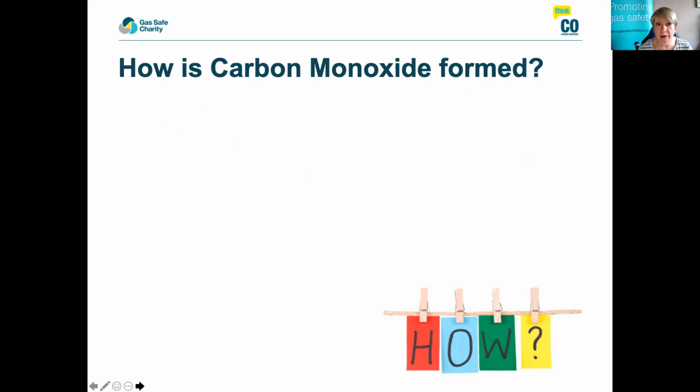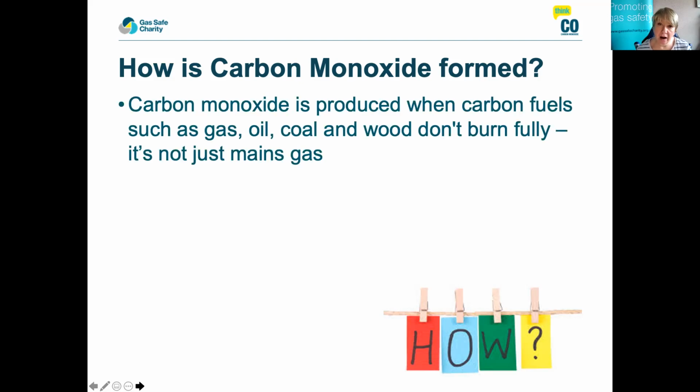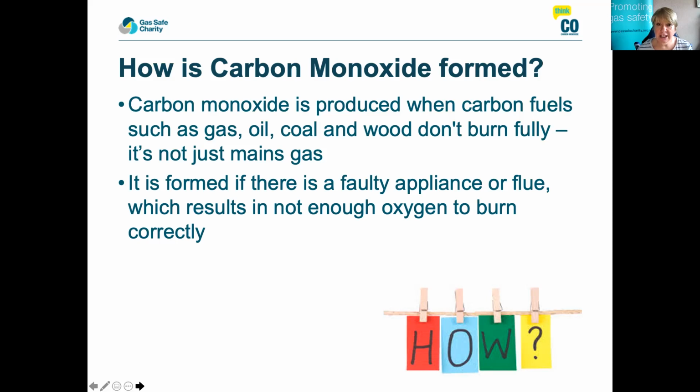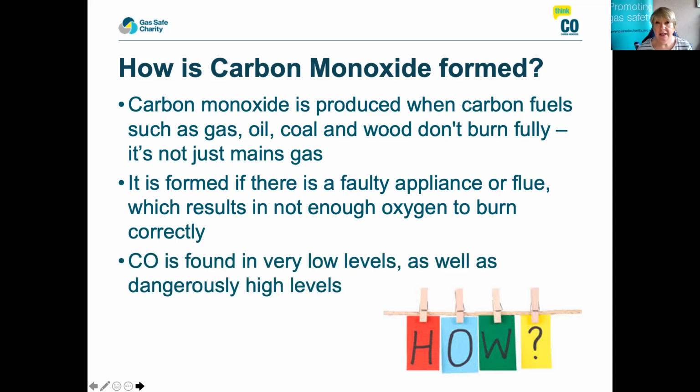Before we discuss those in a little bit more detail, we thought we'd take a little refresher and have a look at how carbon monoxide is formed. So carbon monoxide is produced when carbon-based fuels such as gas, oil, coal and wood don't burn fully. So it's important to remember that it's not just mains gas and mains gas appliances that could be a potential source of CO. Carbon monoxide is formed where there's a faulty appliance or flue, or perhaps a blocked flue or chimney, which results in there not being enough oxygen for that appliance to burn correctly and effectively. And as a result, carbon monoxide can be formed. CO is found in very low levels as well as dangerously high levels.